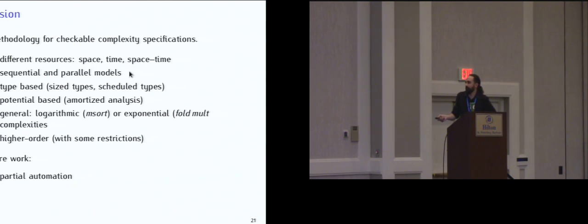We could extend this to higher order for now with some restrictions, so the future work would be to lift those restrictions. One important thing would also be partial automation of type inference, because I've shown some coefficients, and they were computed by hand. But in practice, you want them to depend on the kind of hardware you have, and you would really like to, at least for the coefficients, have a procedure that computes them automatically.